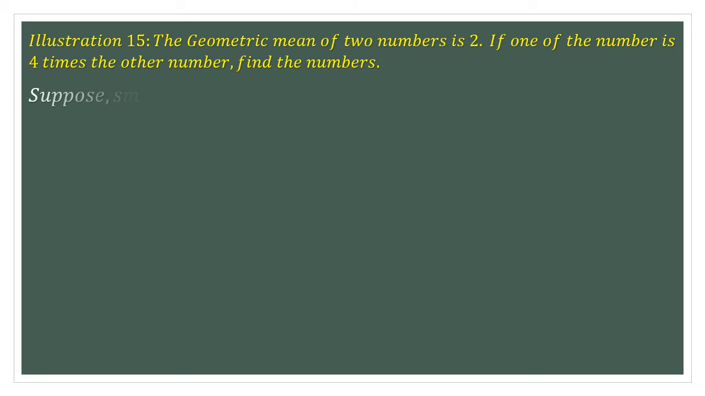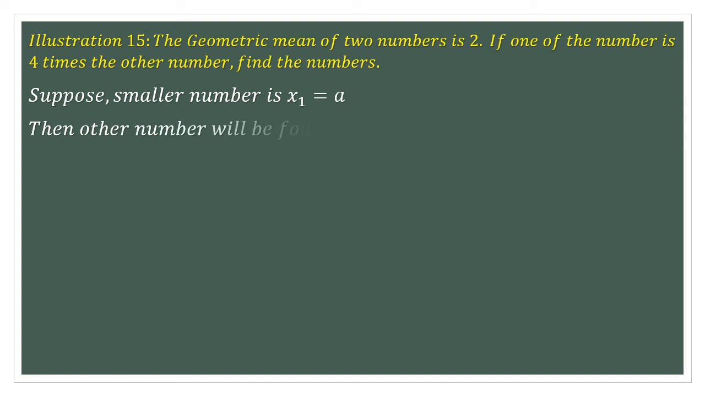What I'm going to do is assume that the smaller number is x1, and that will be a. I am just assuming the smaller number is a. Now if the smaller number is a, the bigger number is 4 times the smaller number, so it will be 4 times x1. I will name that number x2. That will be 4a. So the bigger number is 4 times a, that is 4a.